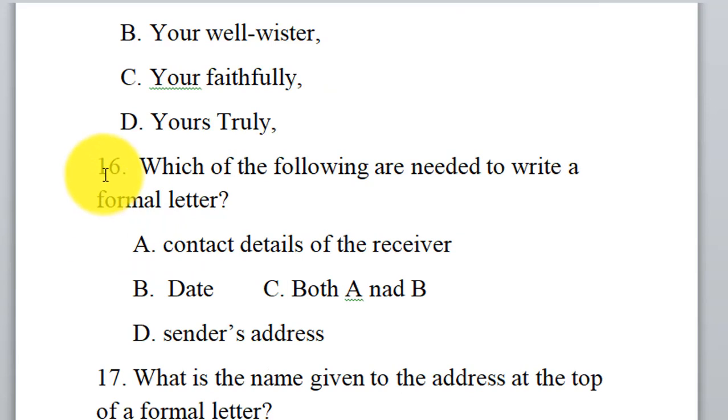Great. Question number 16. Which of the following are needed to write a formal letter? Which is necessary to write a formal letter? It is mandatory. If you miss the contents given here, that is not a kind of formal letter. That doesn't convey a complete meaning. So it must be needed. Contact details of the receiver: it's not mandatory. Is it necessary to write details of the receiver? The date, both A and B, and sender's address. Needed to write a formal letter.